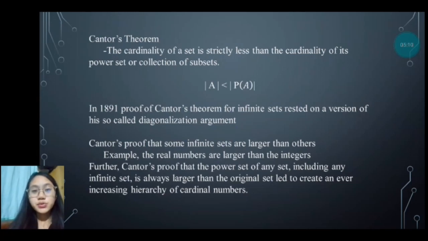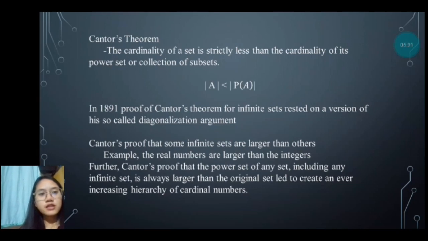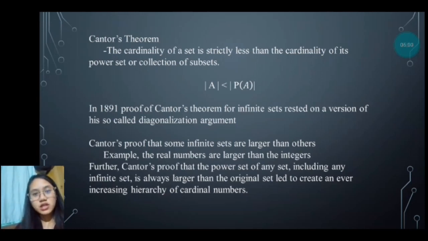Cardinality of classes was introduced by Cantor. The concept of cardinality of sets defines different sizes based on bijection, also called one-to-one correspondence. This concept extended to classes, but infinite classes have varying cardinalities. So we have here that the cardinality of a set A is less than that of the power set of A. This is clear for finite sets. No one had seriously considered this case for infinite sets before the German mathematician Georg Cantor. In 1891, the proof of Cantor's theorem for infinite sets rested on a version of his so-called diagonalization argument.